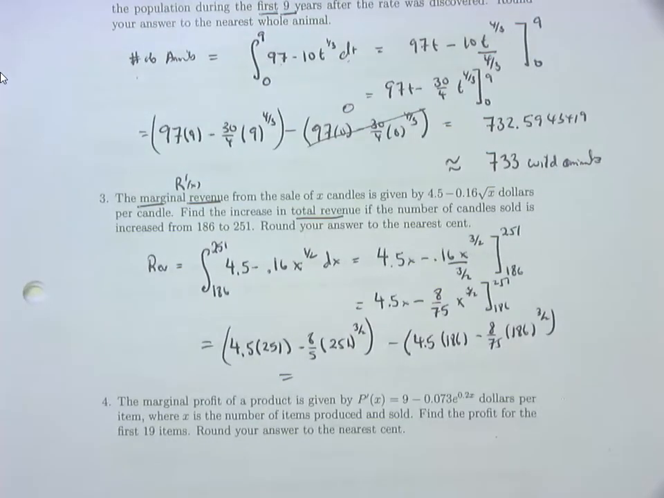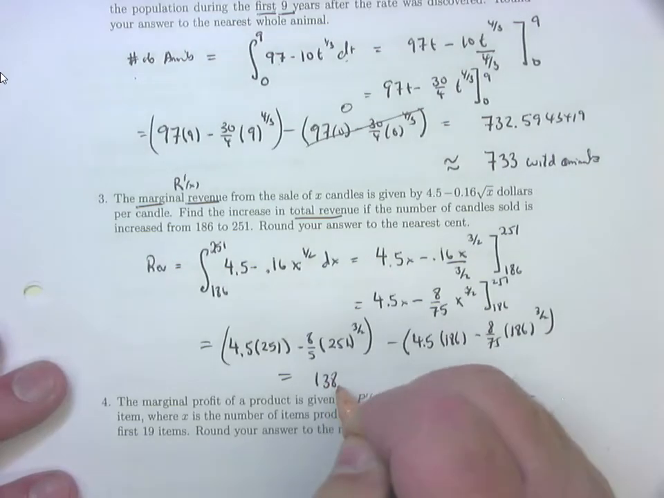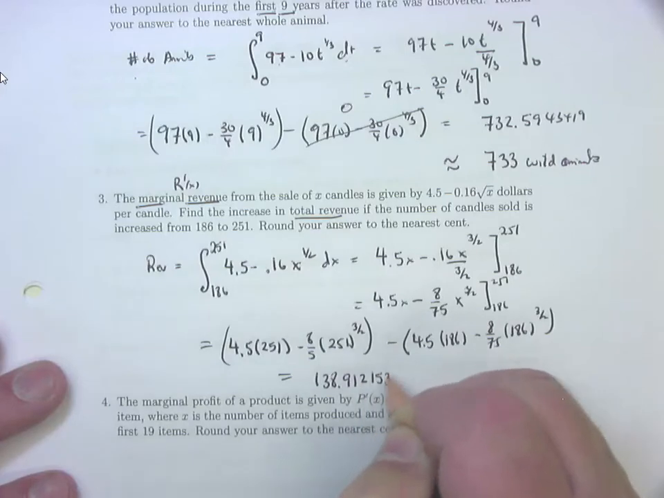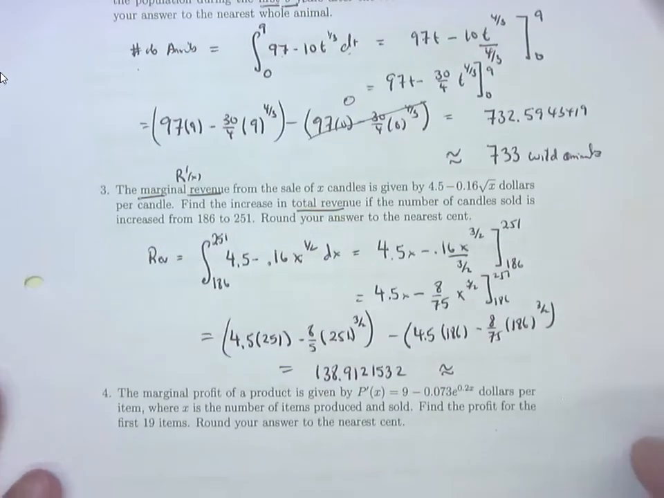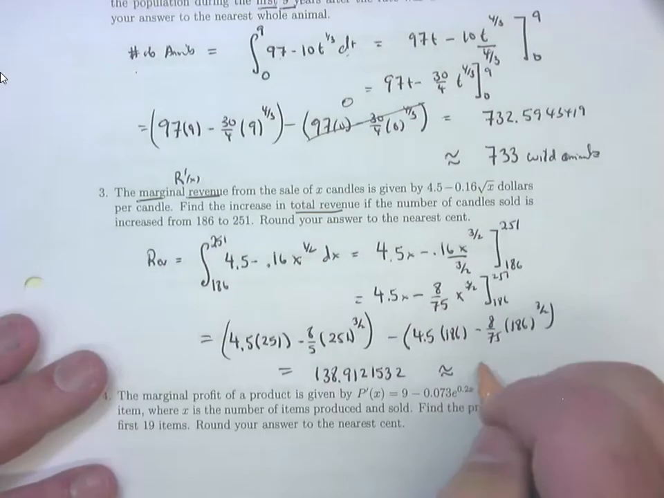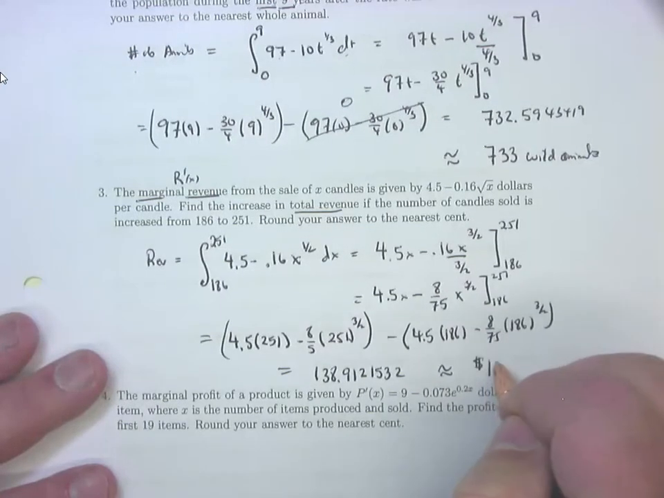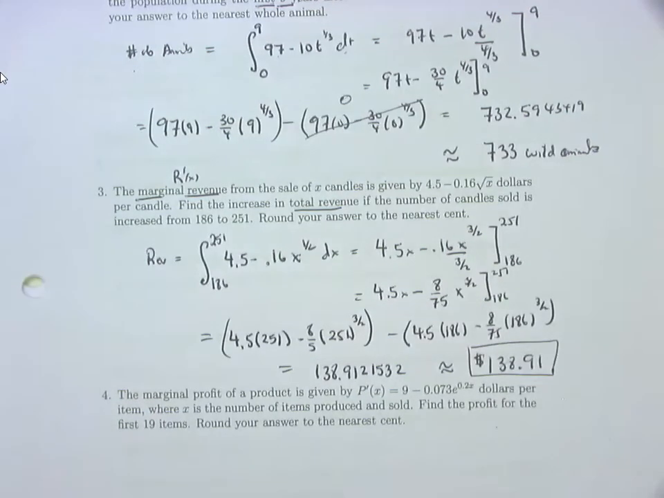So when I do this, double check me, I get 138.99121532. And they wanted me to round this off to the nearest penny. So how much, and this is revenue, don't forget your units. What would that be? Dollars. That's $138.91. Are you confident in terms of your math on this problem?